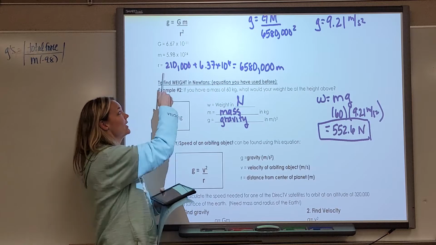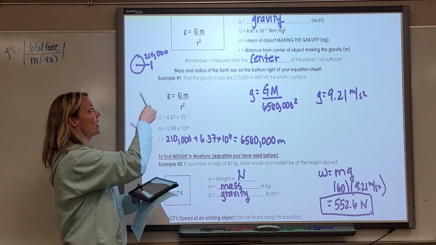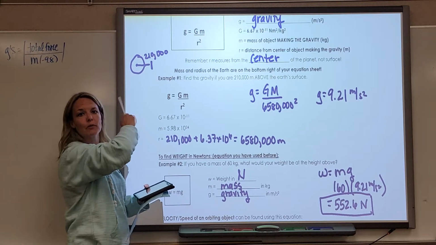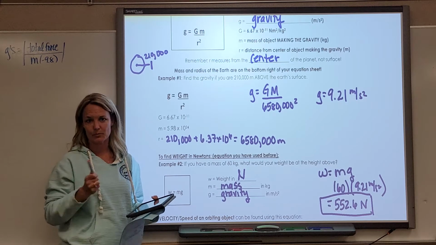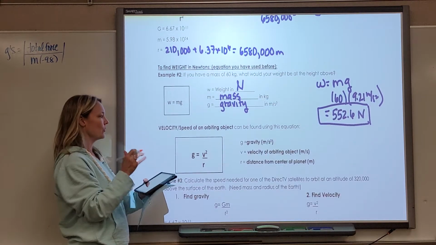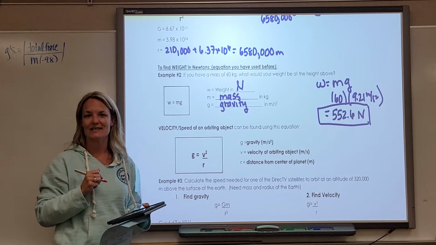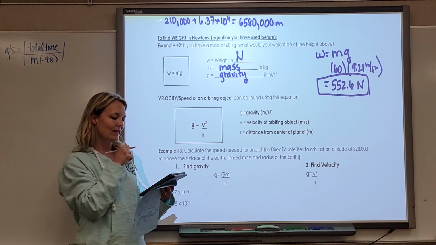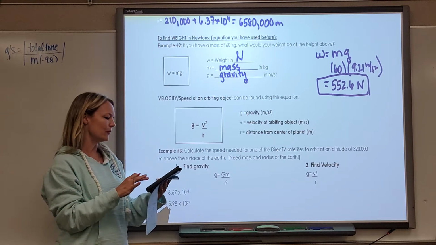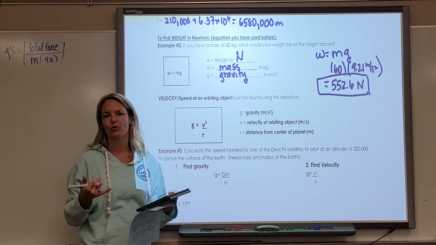All right, so we have learned how to calculate gravity at any location. It will always come out as a normal number, not exponents. And then once you know the gravity at that location, you multiply it by the mass, and it will give you your weight in newtons. The last piece is how to find the velocity or the speed of an orbiting object.